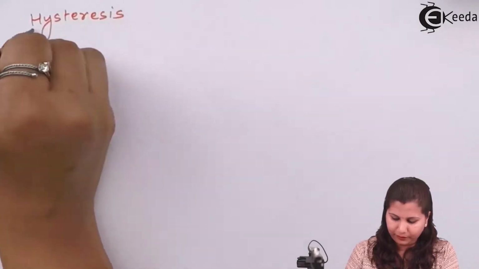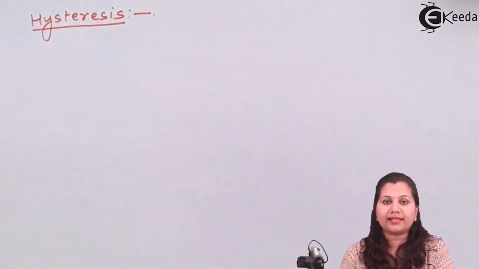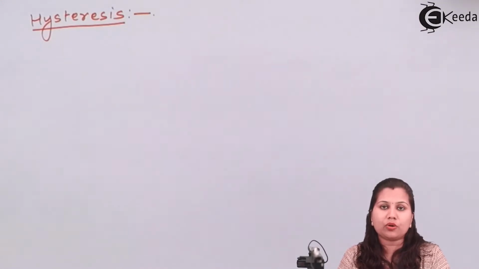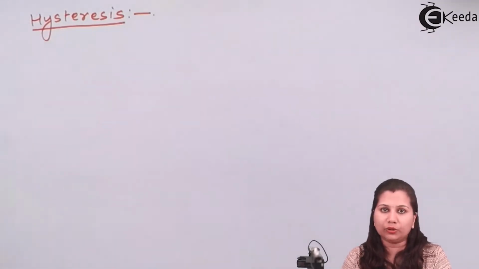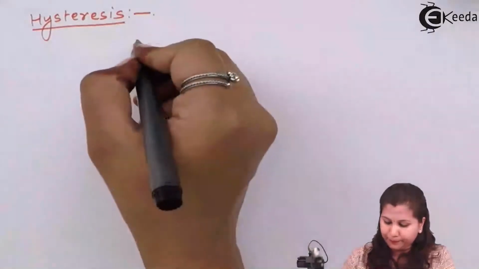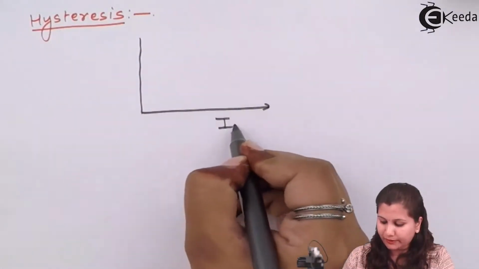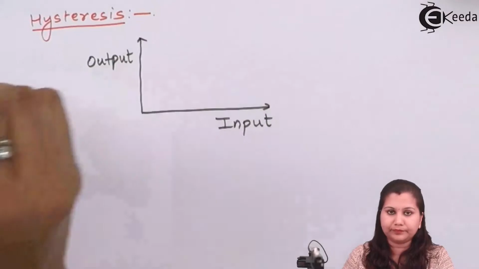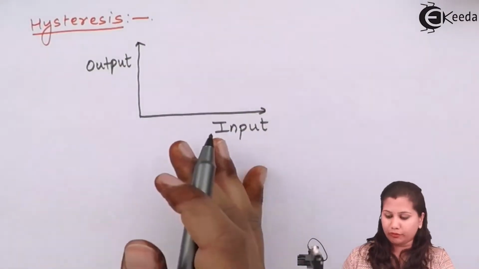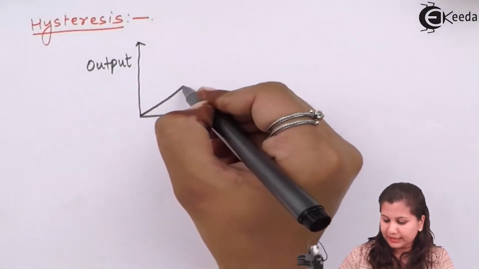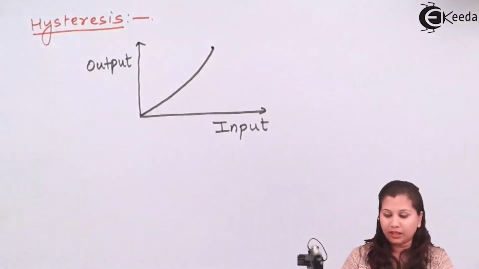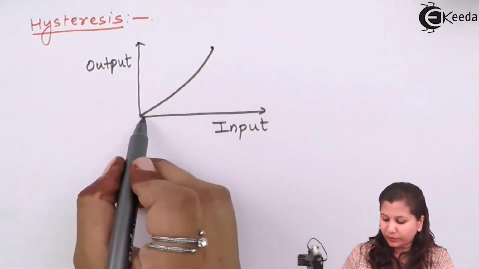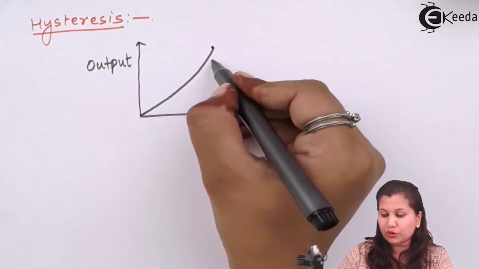Next static characteristic is hysteresis. Hysteresis is defined as the phenomenon which shows the effect on the output while loading and unloading. Suppose this is our input to the instrument and this is the output. So when we are increasing the input, suppose we are getting the output like this. When we are increasing the input, the output is also increasing.